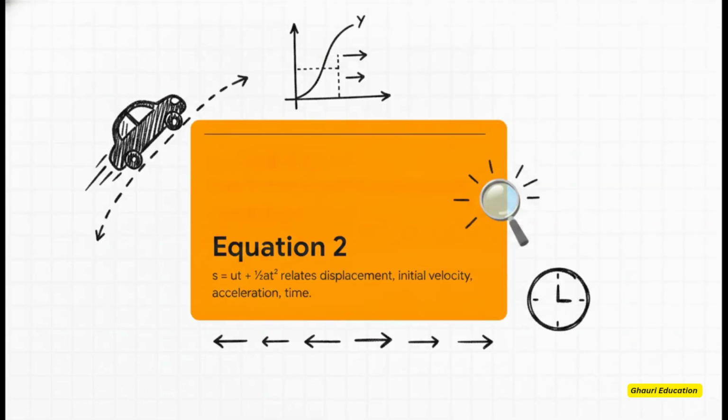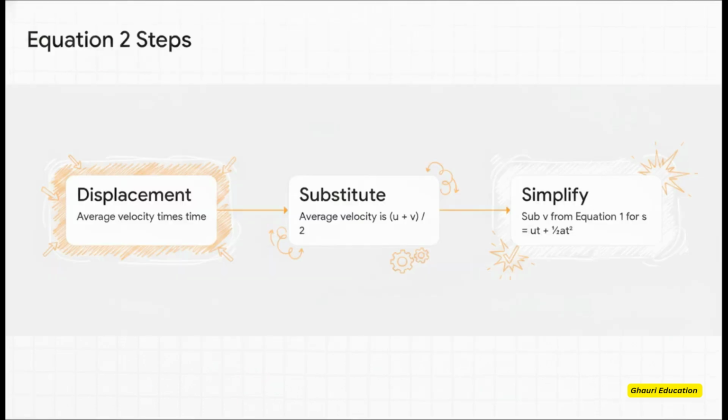Moving right along, we hit equation 2. S equals UT plus 1/2 AT squared. This one relates displacement to initial velocity, acceleration, and time. It's basically your ultimate go-to tool when you absolutely need to calculate exactly how far an object travels while it's in the middle of speeding up or slowing down. Let's see how this builds so beautifully on that first equation, transforming average velocity into a powerful distance formula.